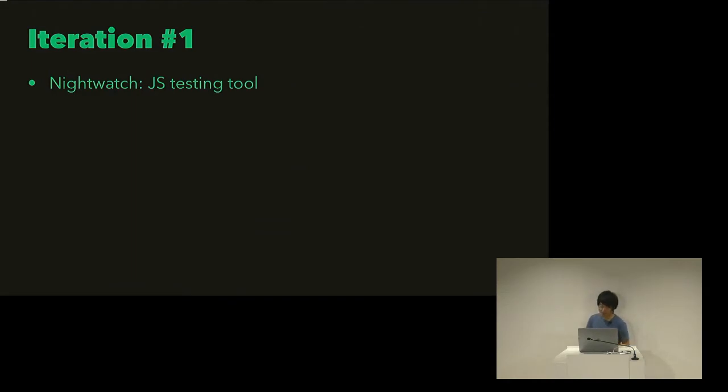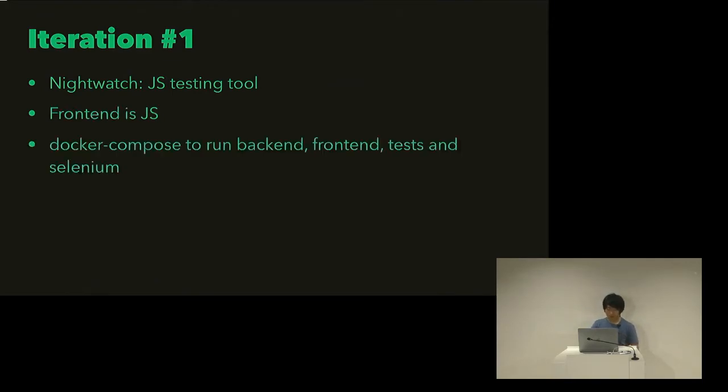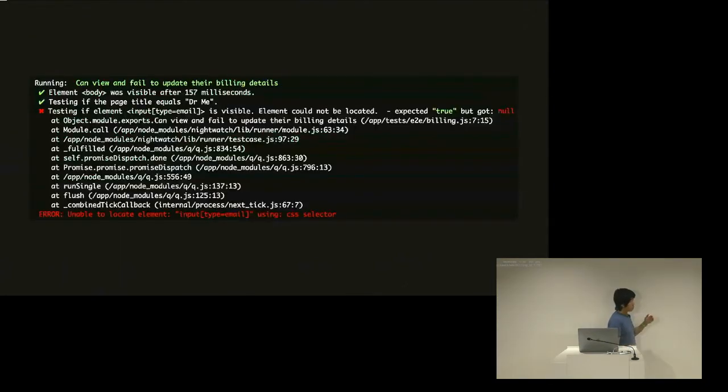And given that the backend is a separate repo, so we have a backend repo and a frontend repo, it didn't make sense to not use JavaScript to do integration testing. And we use Docker Compose to spin up the backend, the frontend, and the testing container and Selenium at the same time, so it's easy to sort out. And this is what the output of it looks like. So you can see the title, you can see assertions, you can see some sort of backtrace that isn't immediately helpful.